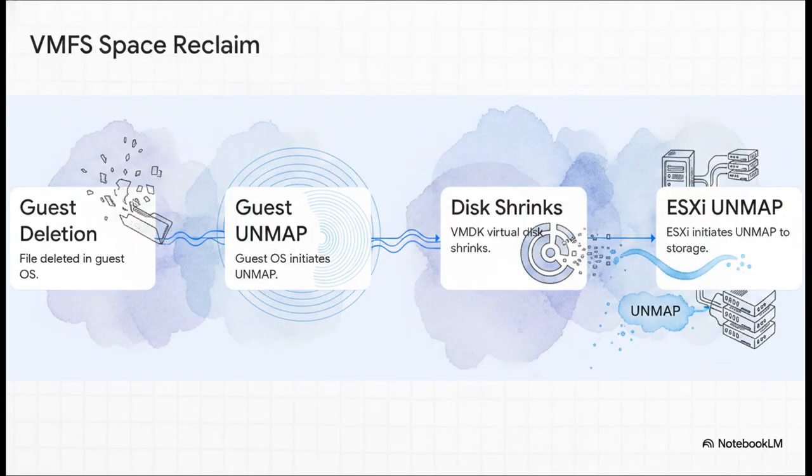Now, to ensure maximum storage efficiency, VMFS has this really clever way of reclaiming space. When you delete a file inside the virtual machine's guest operating system, the OS initiates an unmap command. The VMDK virtual disk then shrinks. And finally, the ESXi host initiates that exact same unmap command down to the physical storage array to reclaim the actual physical space. It's a highly dynamic, multi-step cleanup process.